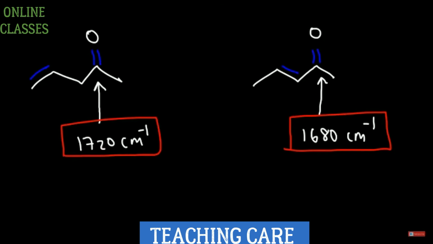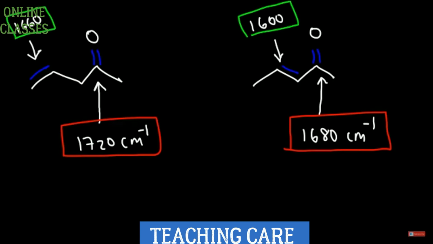Now the same is true for the double bond of an alkene. Here, this is a non-conjugated system, and so this alkene will absorb around 1650, 1660 in that area. Here we have a conjugated alkene, and so the absorption is going to be less. This one is going to be around 1600. So conjugated alkenes absorb IR energy at a lower wave number than regular alkenes. So remember, conjugation can reduce the wave number for ketones and alkenes.